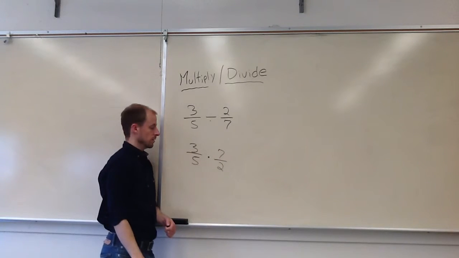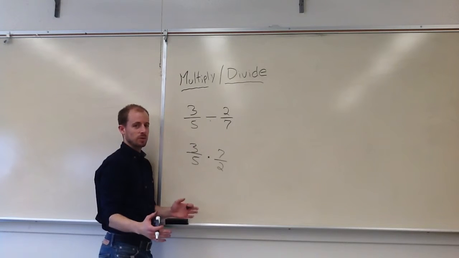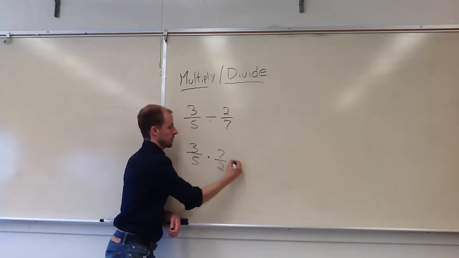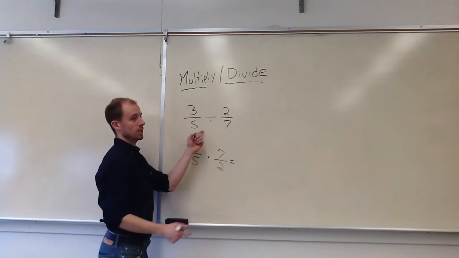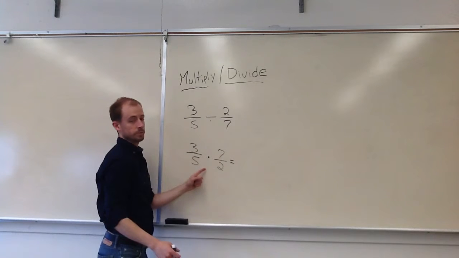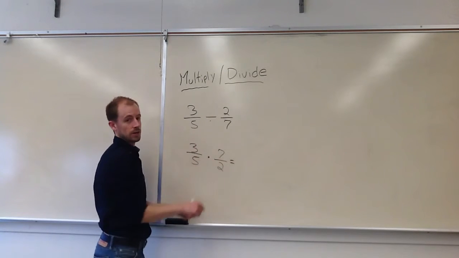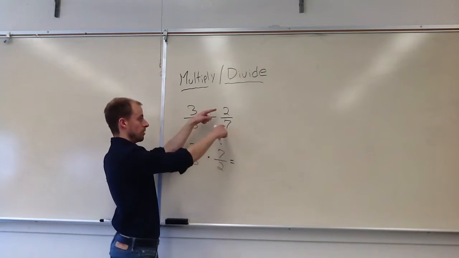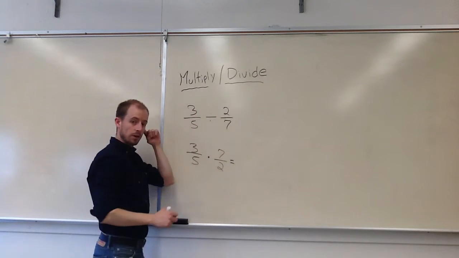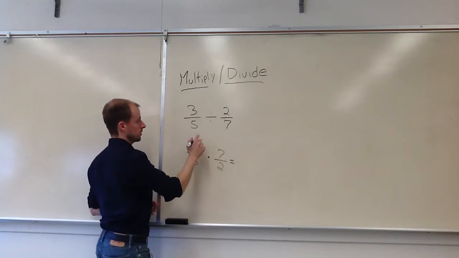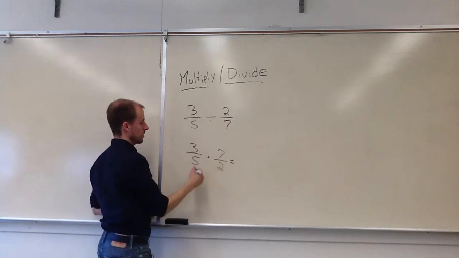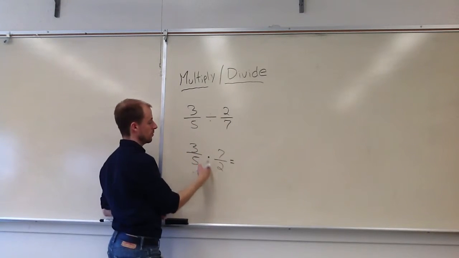I apologize for not diving deeper into the why all this works. That maybe would be a good experiment. But for time's sake, this is what we do. We basically change our division problem to a multiplication problem and flip the fraction. So this gets flipped, this stays the same, and then from there, it's like what we just did. We just multiply straight across.